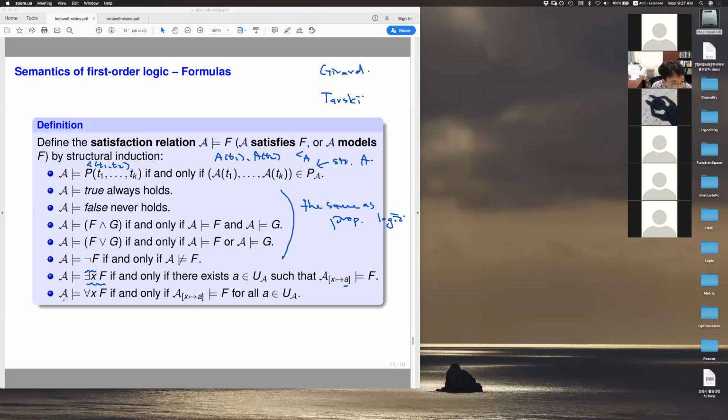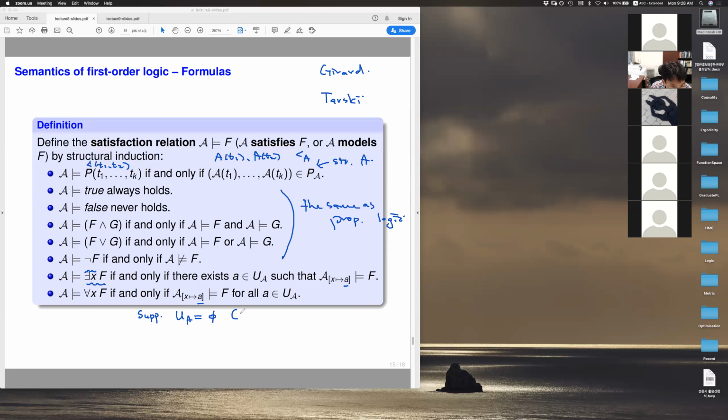So it says this structure A satisfies for all X, F if for every small a in the underlying universe of the structure, if we change the structure by mapping variable X to small a, then this formula is going to be true there. So let's see what's really happening here. Let's think of one case which we assume never happens. Suppose that the underlying universe of A is an empty set.